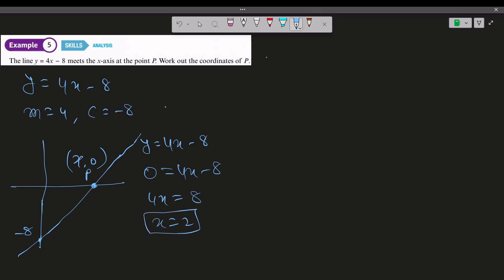Okay. This is method 1, where, as I said, since P is lying on the line, you can substitute the coordinates of point P in the equation of the line. Method 2, shortcut. Let us see the shortcut also.